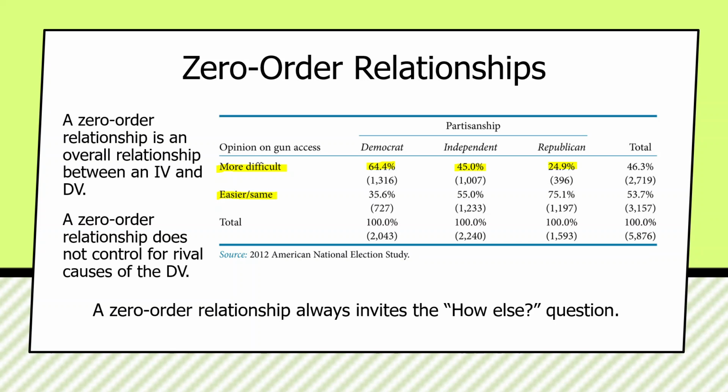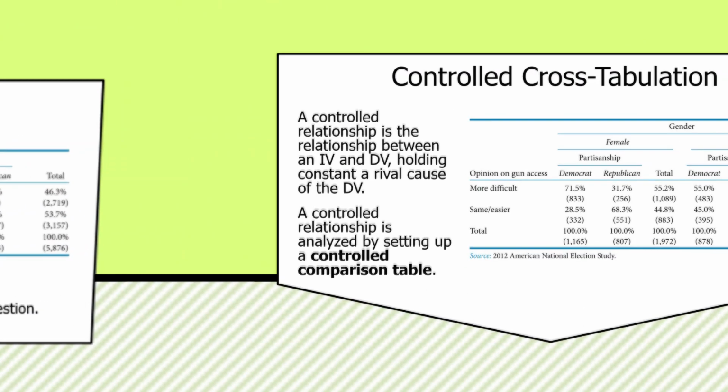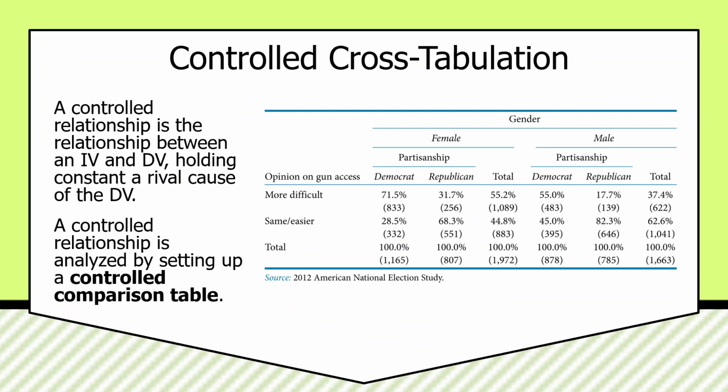However, as we've seen, perhaps Democrats and Republicans have compositional differences that might at least partly explain differences in gun control opinions, and gender is one of those. A controlled relationship is a relationship between an independent and dependent variable holding constant a rival cause of the dependent variable.